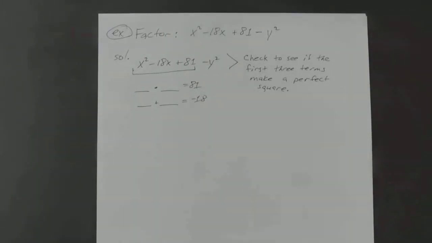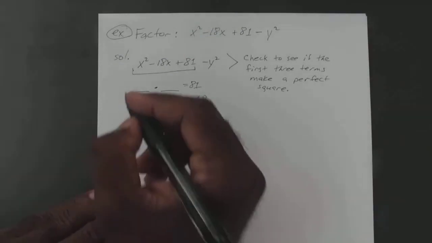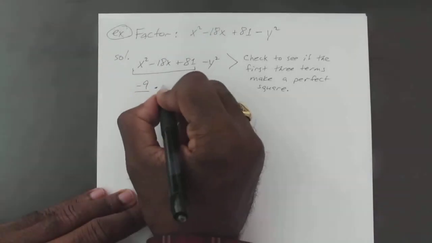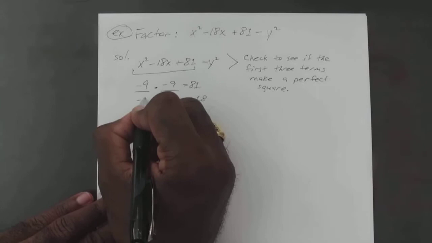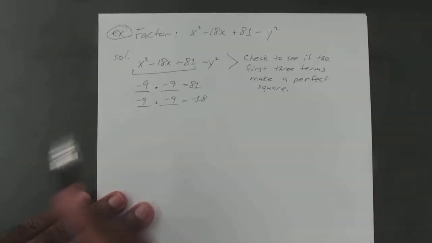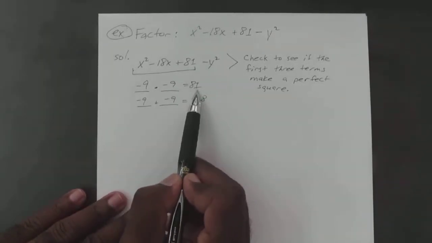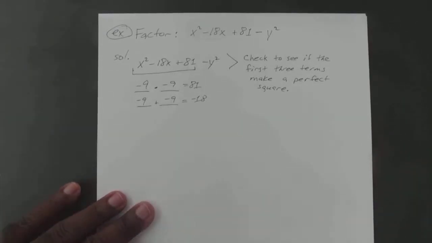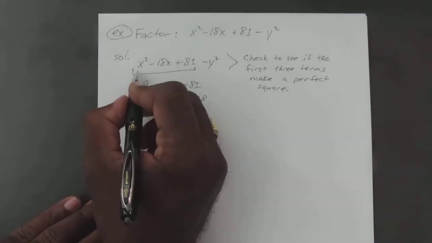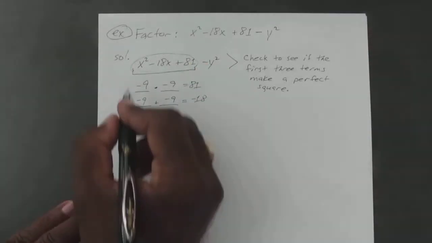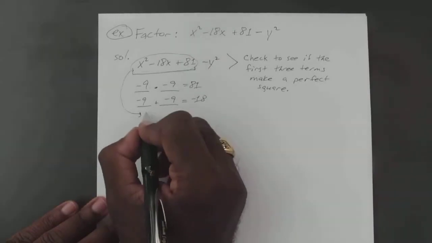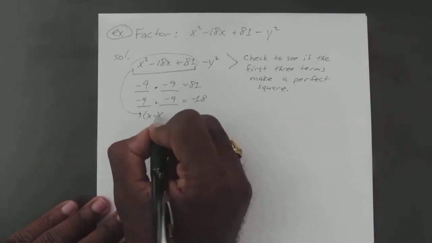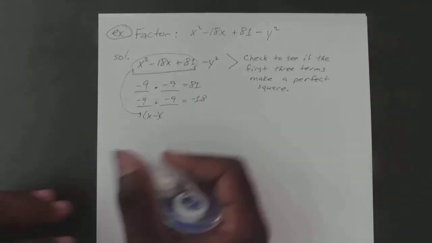Which two numbers did you pick? Yep, negative 9 and negative 9. Negative 9 times negative 9 is positive 81, and negative 9 plus negative 9 is negative 18. Sorry about that. So that means this just becomes x minus 9 and x minus 9.